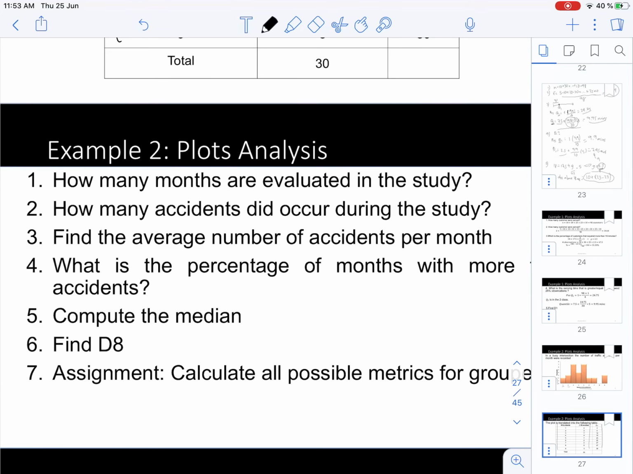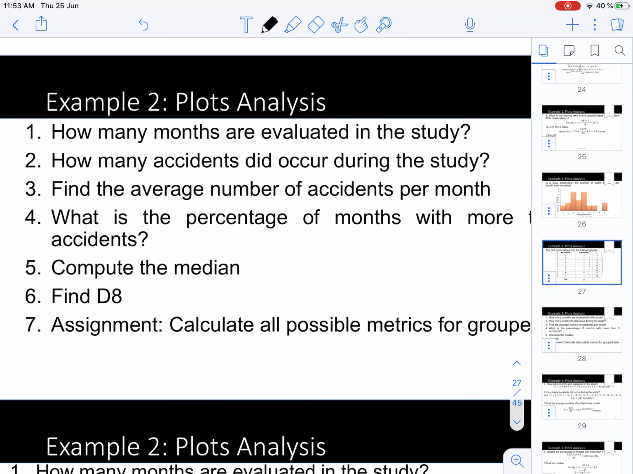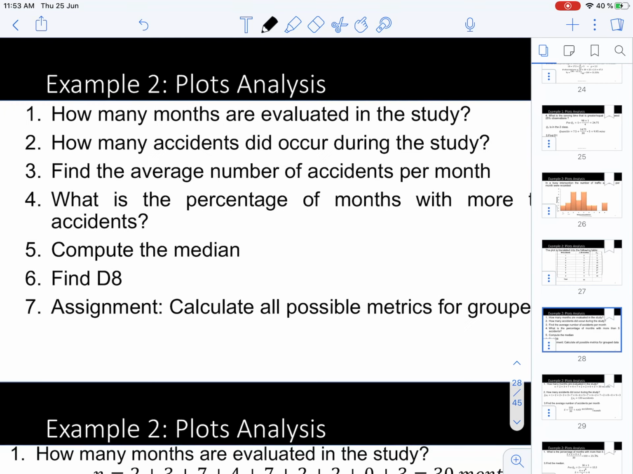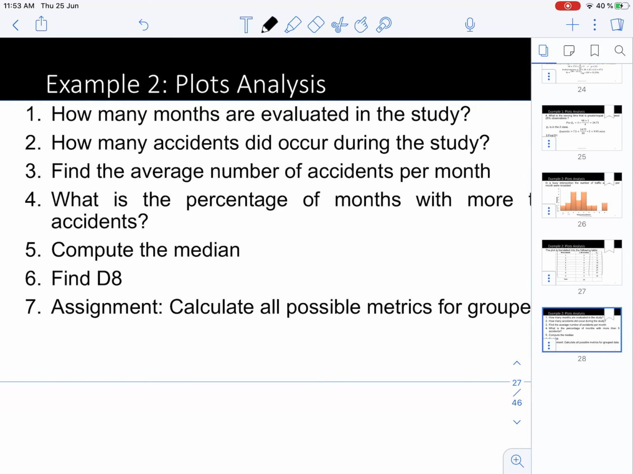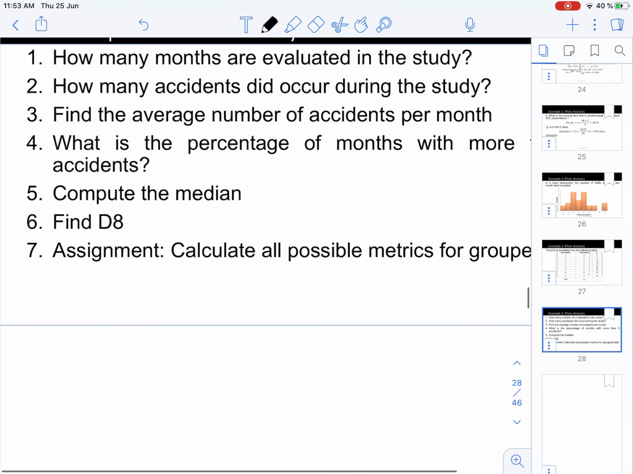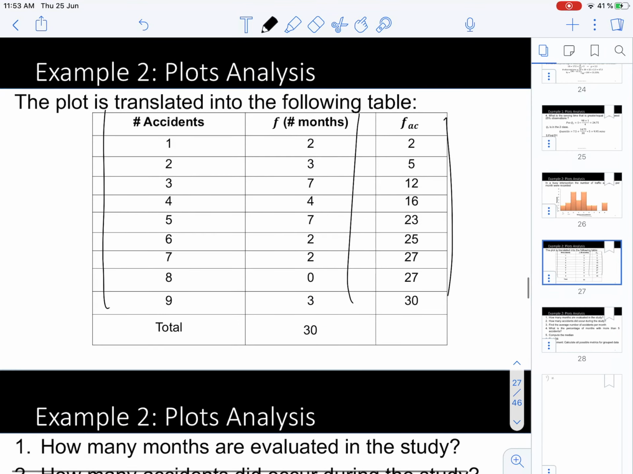All right, so now let's read the questions and let's answer them. The first one is how many months are evaluated in the analysis? How many months are evaluated in the analysis? I'm gonna add a new page here so we can work. All right, let's find n. That's the question here. So how many months?